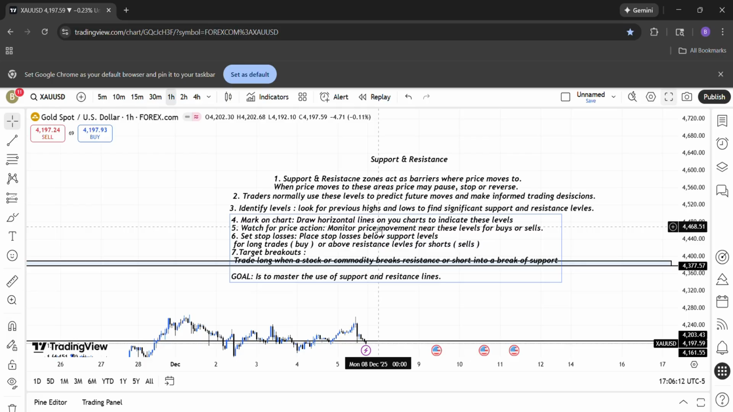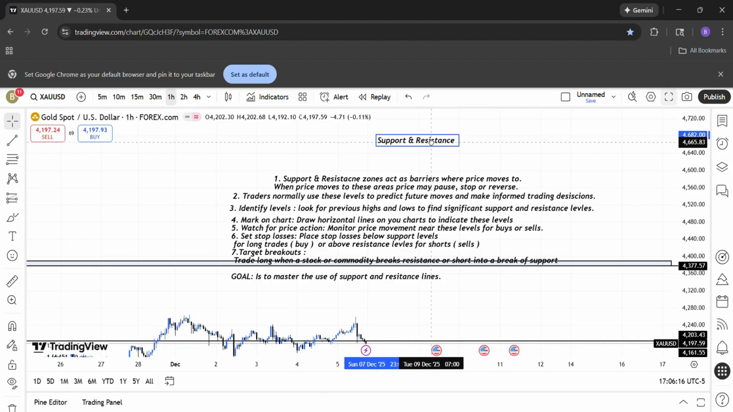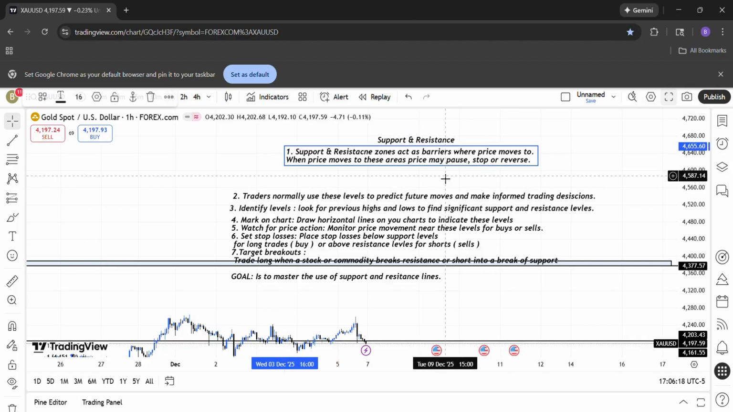Today we're doing something very different. We're gonna go over support and resistance lines on TradingView.